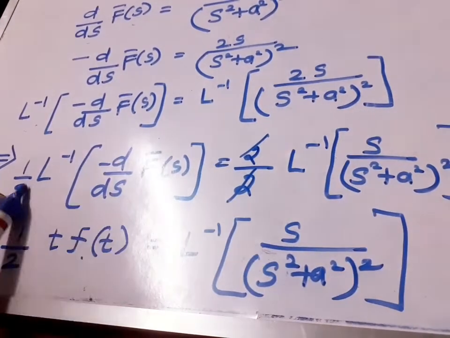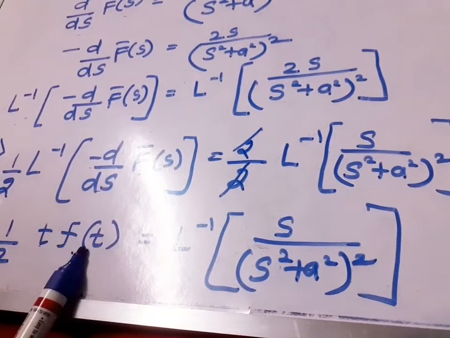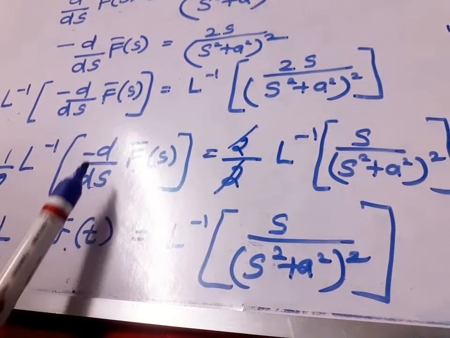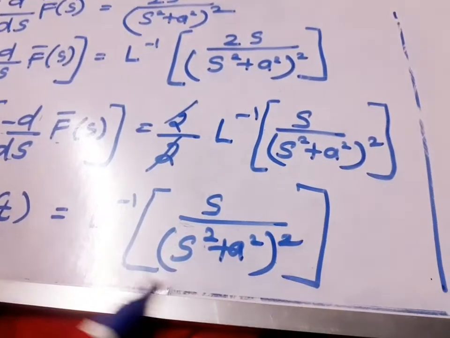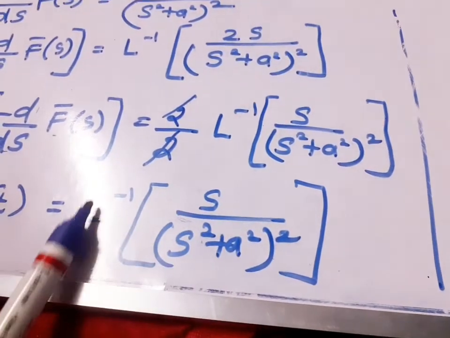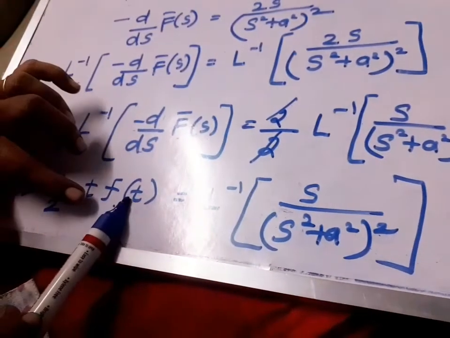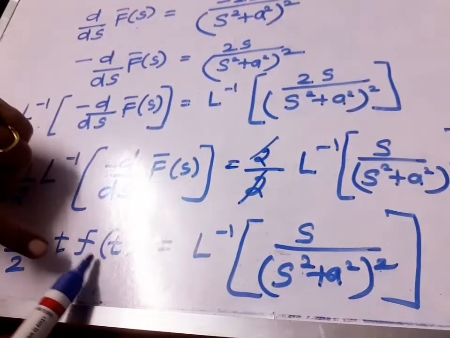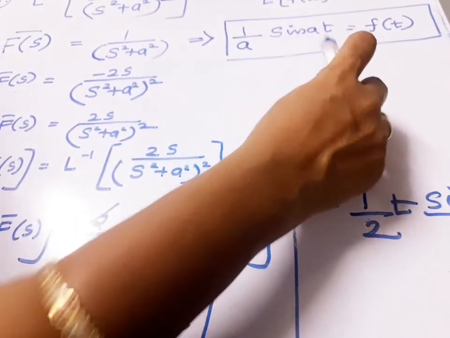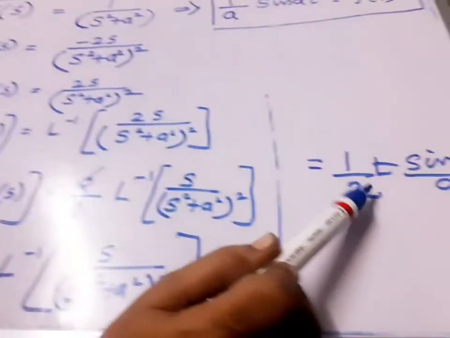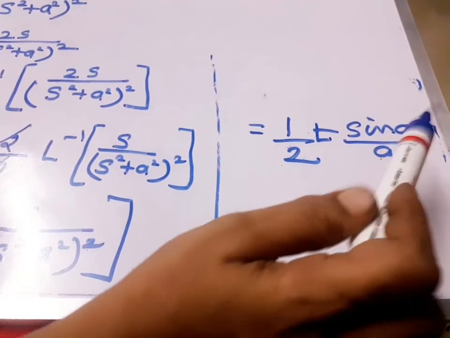But we know L inverse of minus d by ds of f bar of s is t into f of t. This is one of the properties under Laplace transformation. So this is what actually we need in our problem. L inverse of s by s square plus a square the whole square is half t f of t. I am substituting the f of t value, already we got f of t as 1 by a sin at. So the final answer is 1 by 2 t sin at by a. Thank you.